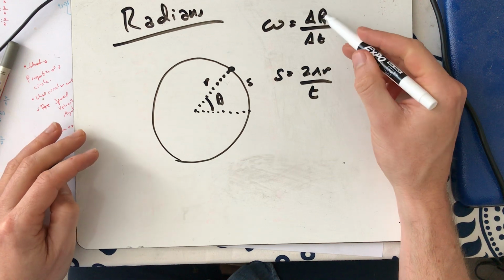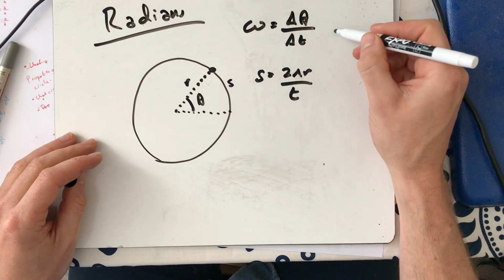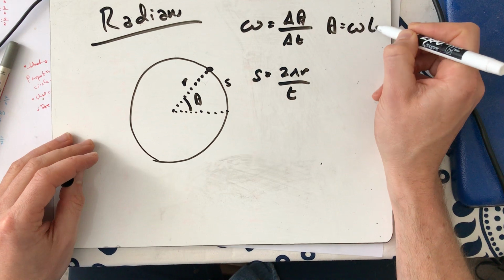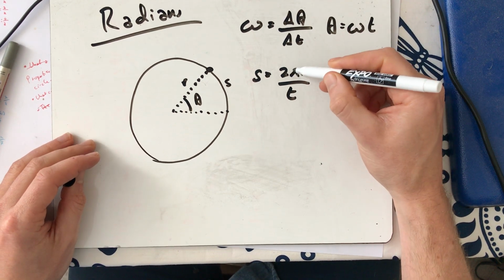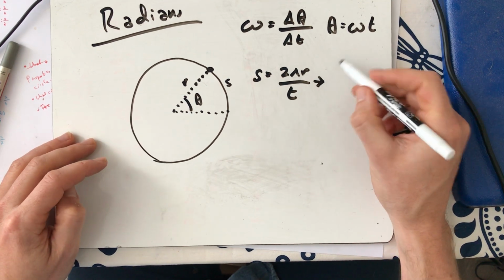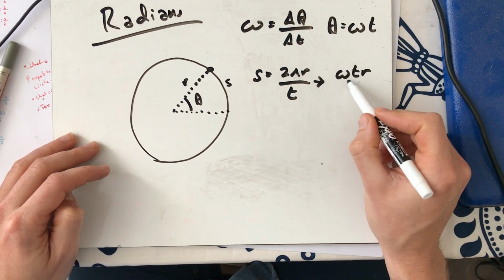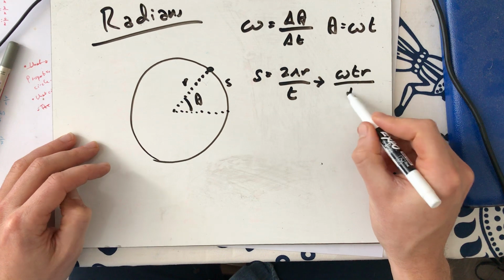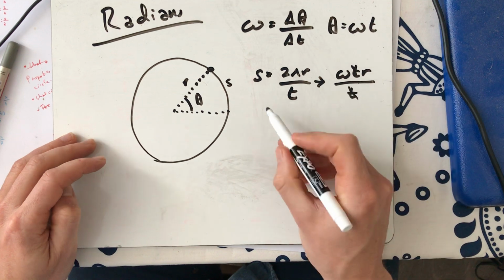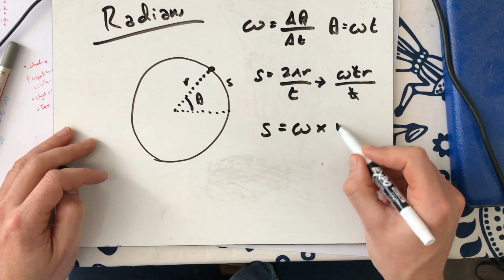So that means we can substitute something from this into this. Let's rearrange this for theta. I'm going to get rid of the deltas just to make it tidier. So theta equals omega t. That means we can substitute 2 pi r for omega t r, and then we just divide that by t. So speed equals omega t r over t, and of course the t's cancel. That means the speed is equal to the angular speed times the radius.